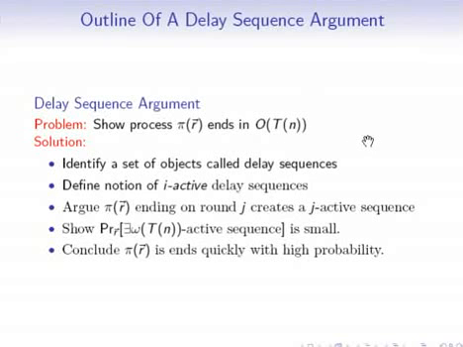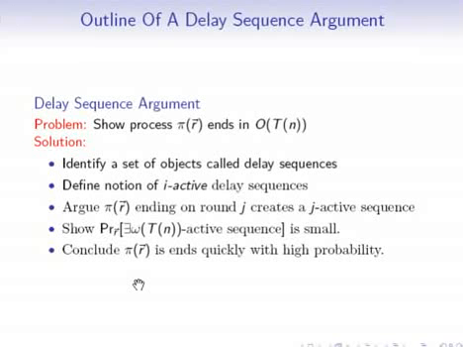So here are the steps of the delay sequence argument. First, we identify a set of combinatorial objects we call delay sequences. After we define these objects, we're going to hook up each object to a specific time in the process, and we do this by defining the notion of an i-active delay sequence. So i is going to be a particular round in the process. Then we're going to argue that a process ending in round j creates a j-active sequence. Then we use probabilistic arguments to show that the probability there exists a longer than t(n) active sequence is very small, and all of these arguments let us conclude that the process ends quickly with high probability.